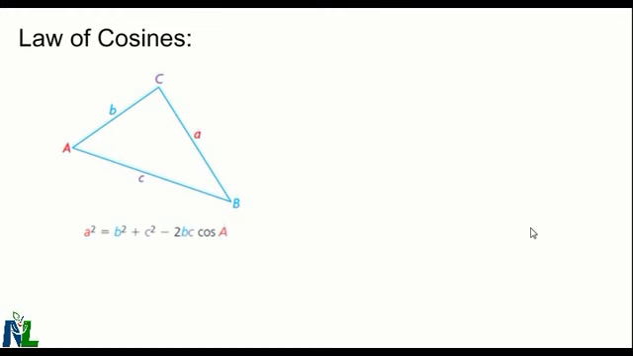Good day, everyone. We're going to look at the law of cosines. The law of cosines states that a squared is equal to b squared plus c squared minus 2bc times the cosine of angle A.